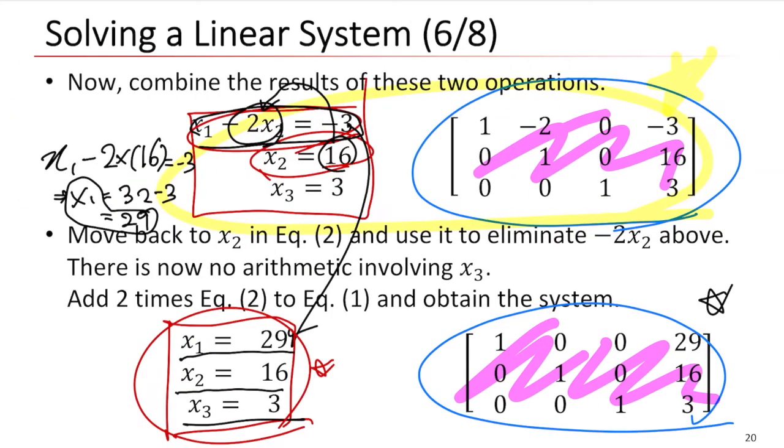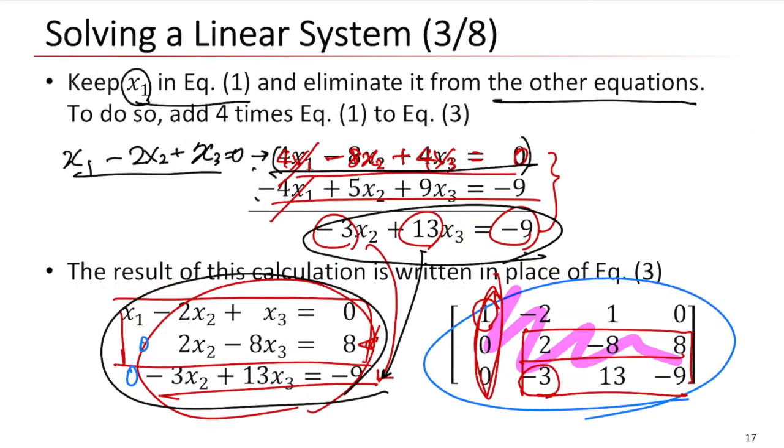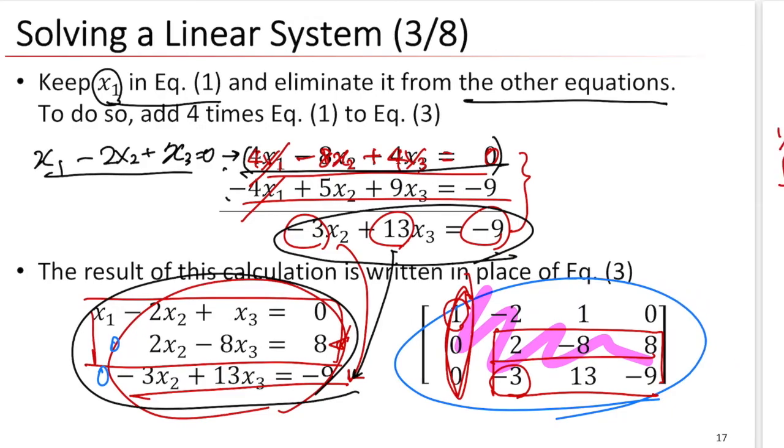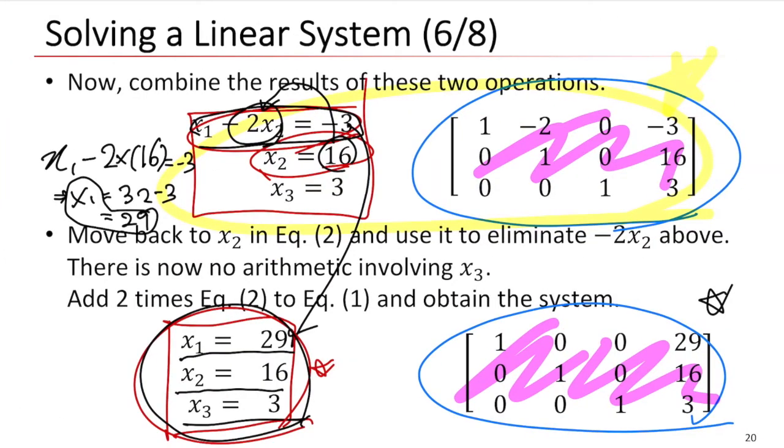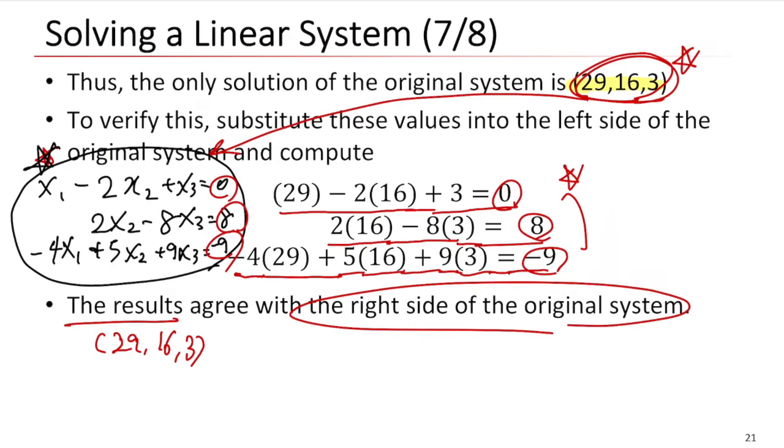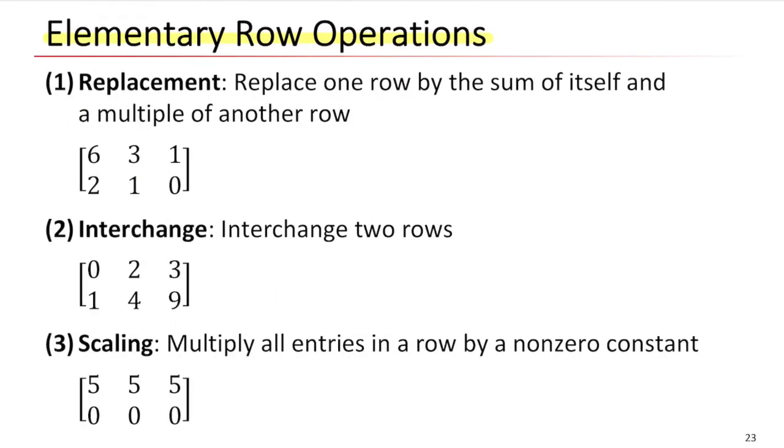So yeah, there are procedures like that. And finally, we get x1 is equal to 29, x2 is equal to 16, and x3 is equal to 3, right? So this is the basic procedure to solve the linear system. Actually, it's a little bit complicated, so I would say you can do this by hand, right? Okay, so that was the solution of this system. So what do you want to do next?